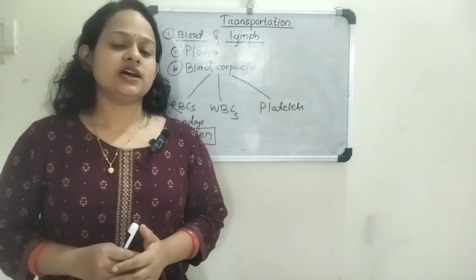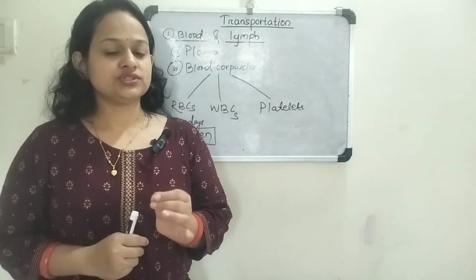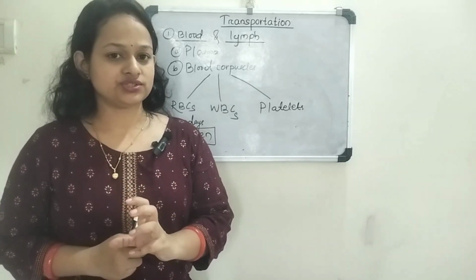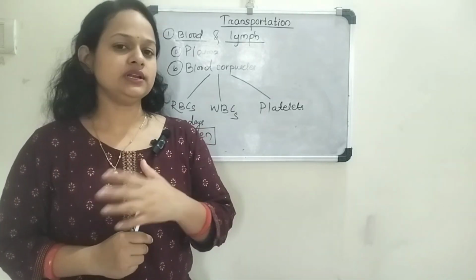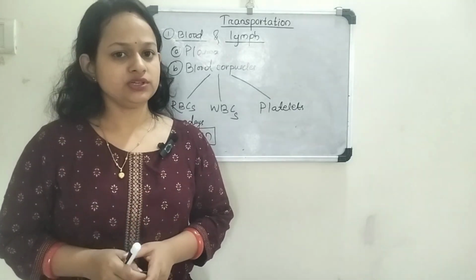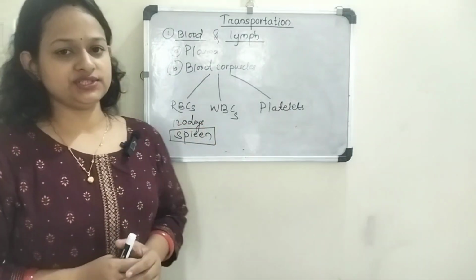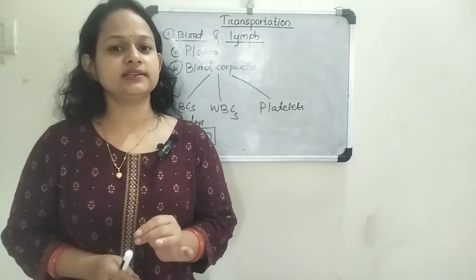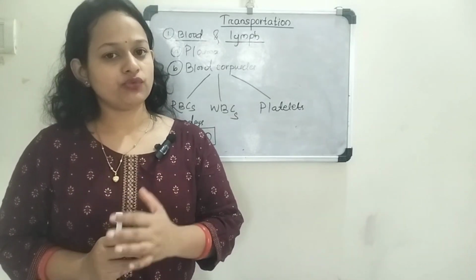These RBCs help in the process of respiration by mixing with oxygen, and they form oxyhemoglobin, which is carried to different parts of the body. Next, come to the WBCs. WBCs are the white blood cells, and they lack the pigment hemoglobin, so they are white in color.